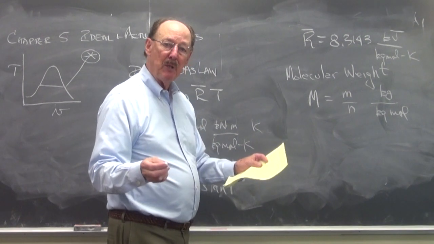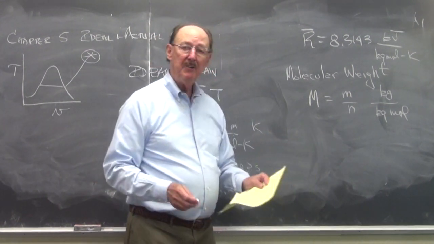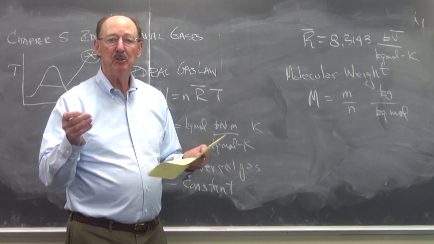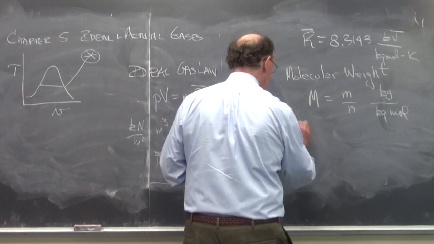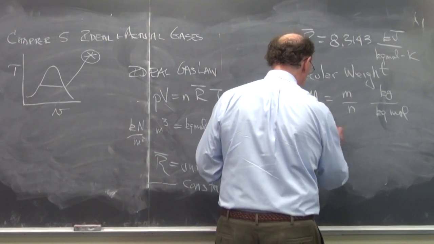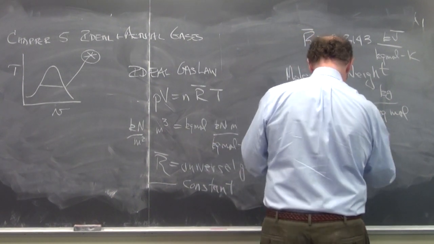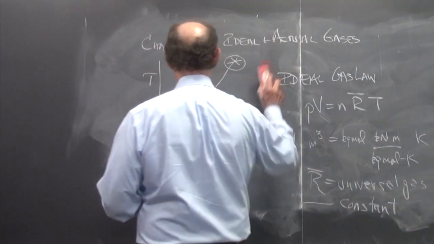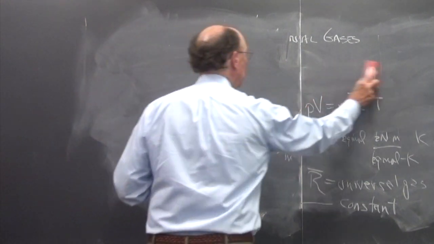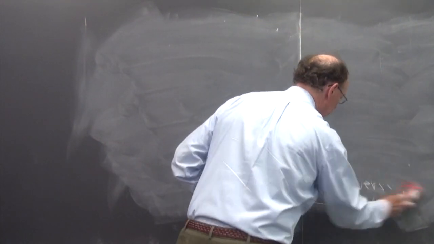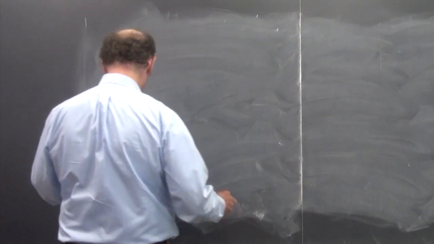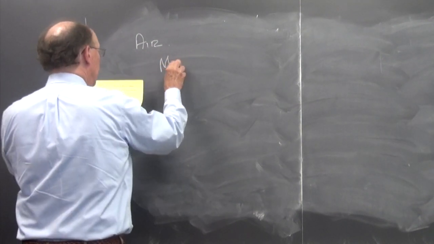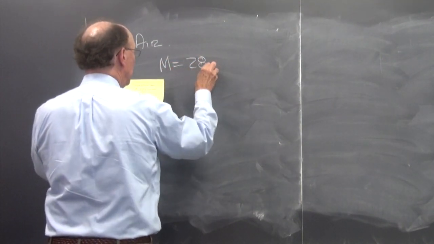So if I look in table A1 on page 875, and you may want to pause the video and look in your book and see where table A1 is, because you'll be referring to it a lot. So it's on page 785. And I'm going to look up the value for air. So I'm going to look up the molecular weight of air. So for air, we have that M is equal to 28.97.